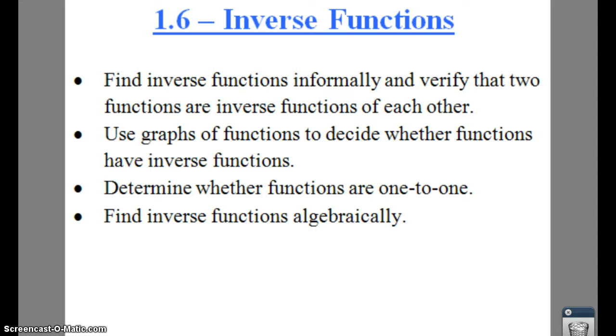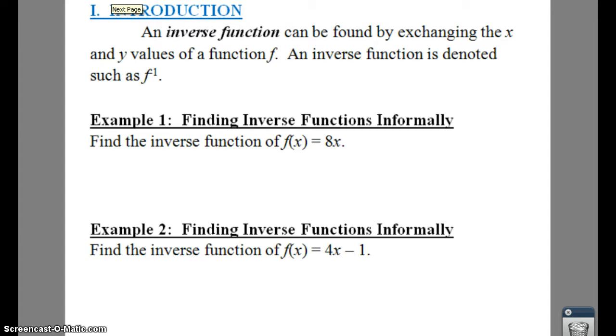We're going to use graphs to determine whether functions have inverses. We're also going to determine whether functions are one-to-one. If you do not have a function, it cannot be one-to-one. So just keep that in your back pocket. And then we're also going to find inverse functions algebraically. Woo! A lot of this is going to be a little review for you from Algebra 1 and 2, actually.